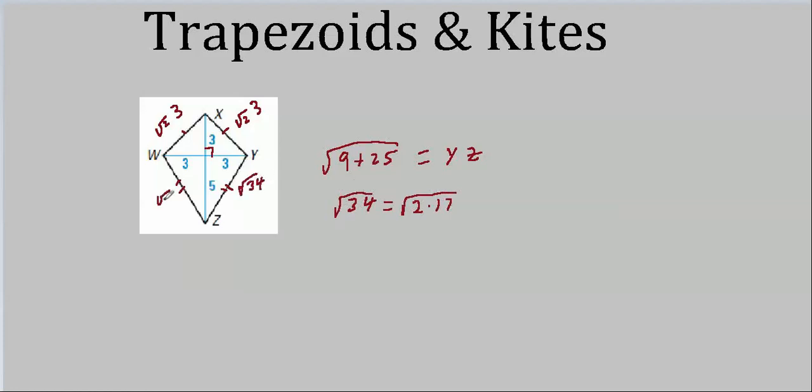And there we go. We've got the whole thing. All we needed was Pythagoras' theorem, and we had to remember that diagonals for a kite are perpendicular.